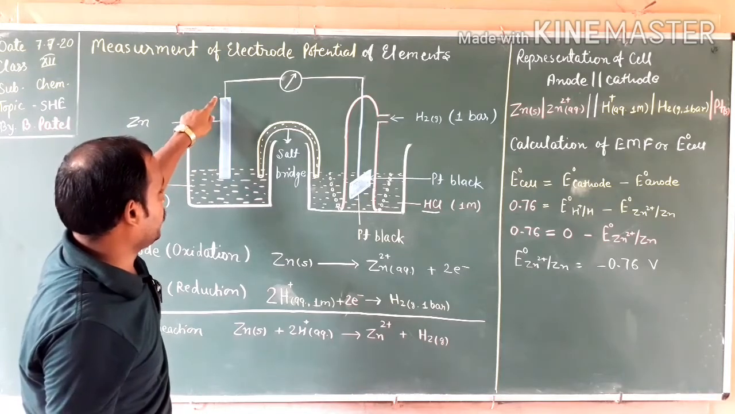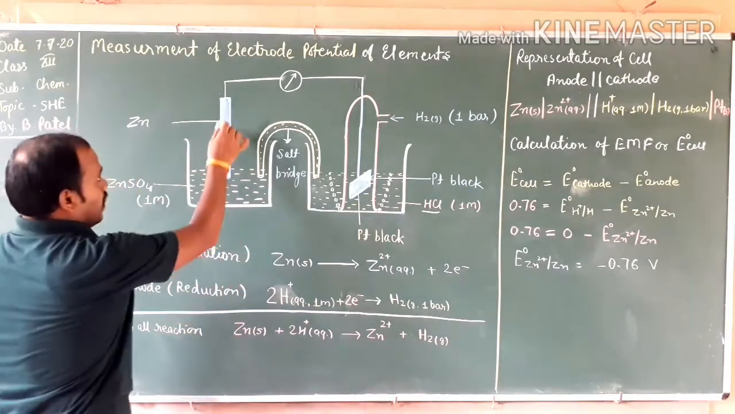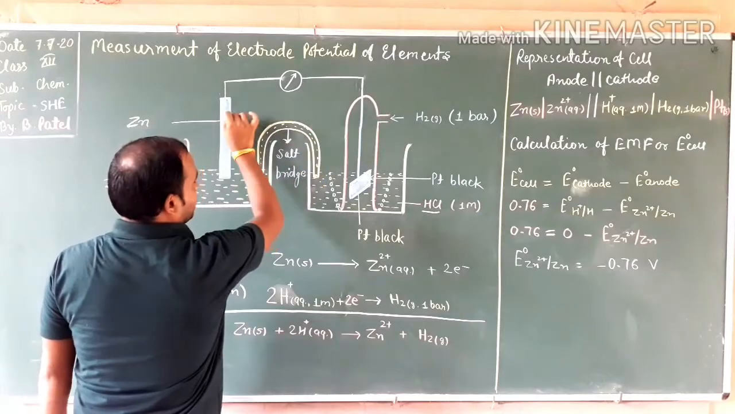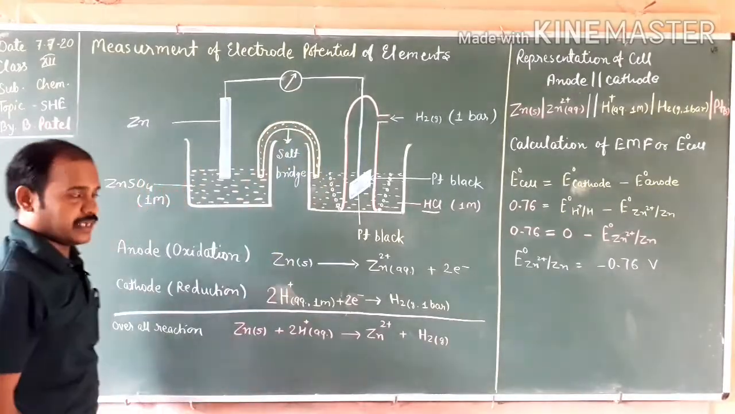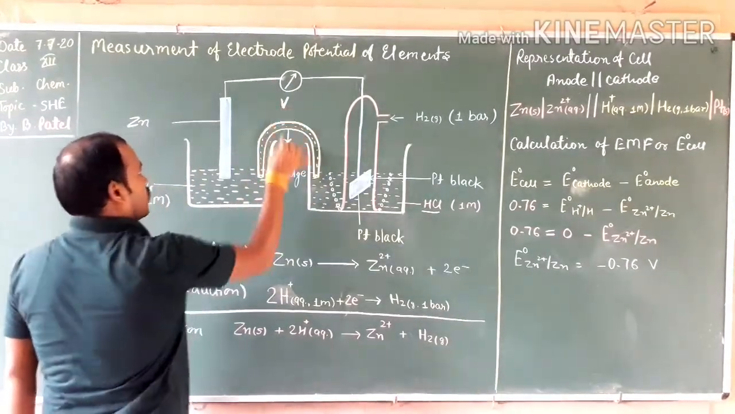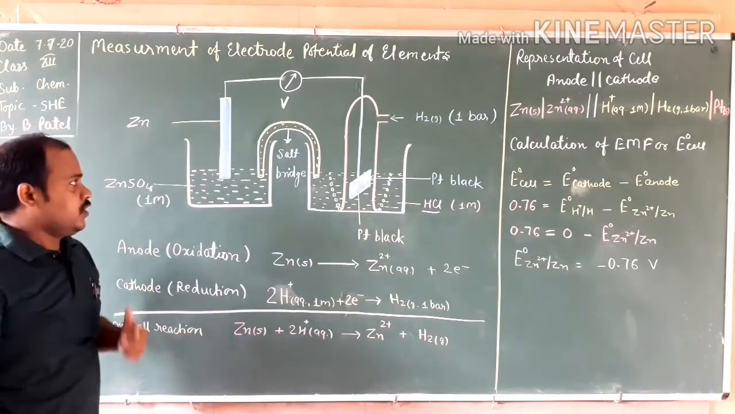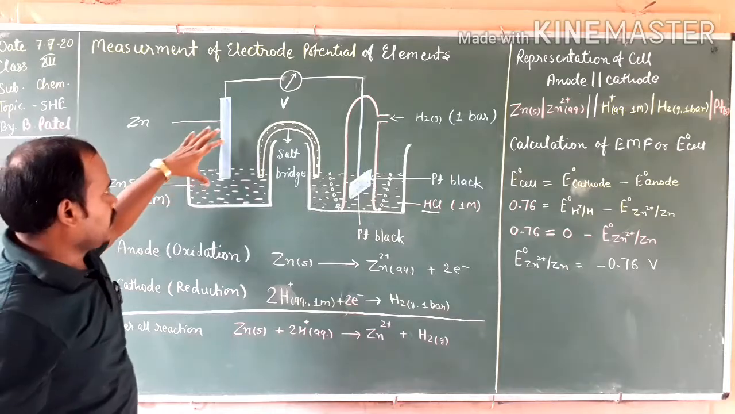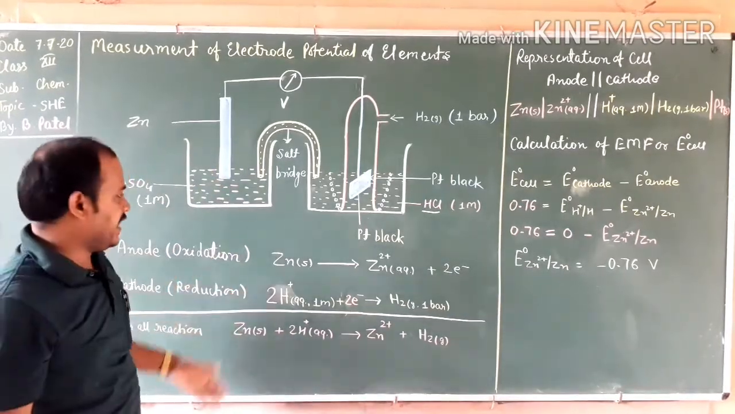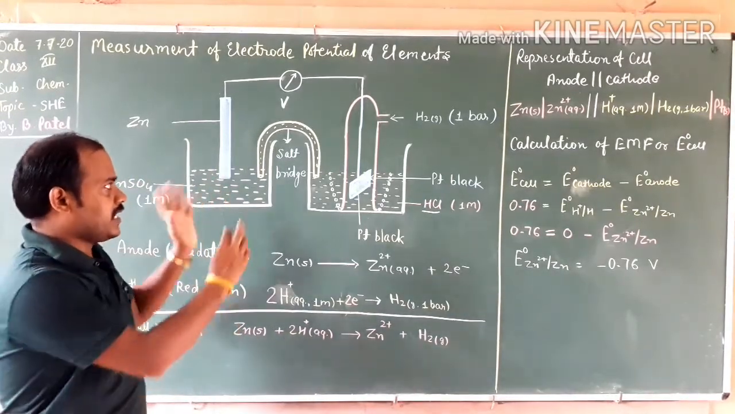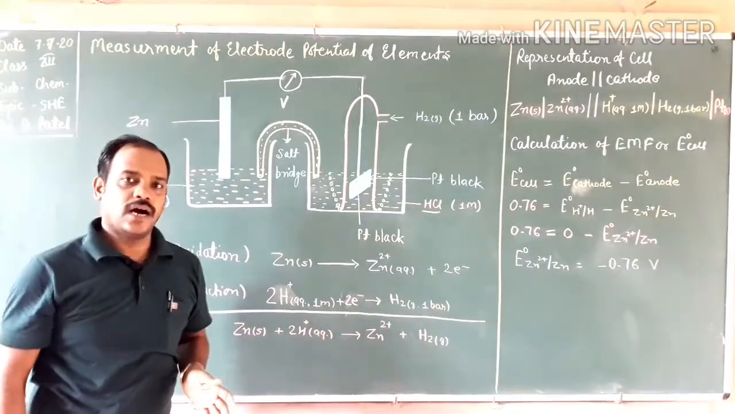Then the second thing we will do here is connect these two half cells via a voltmeter. Okay, this one is the voltmeter. Via the voltmeter we will connect these two cells. So now see the chemical reactions. But before writing the chemical reaction, see what happens as we connect these two half cells.